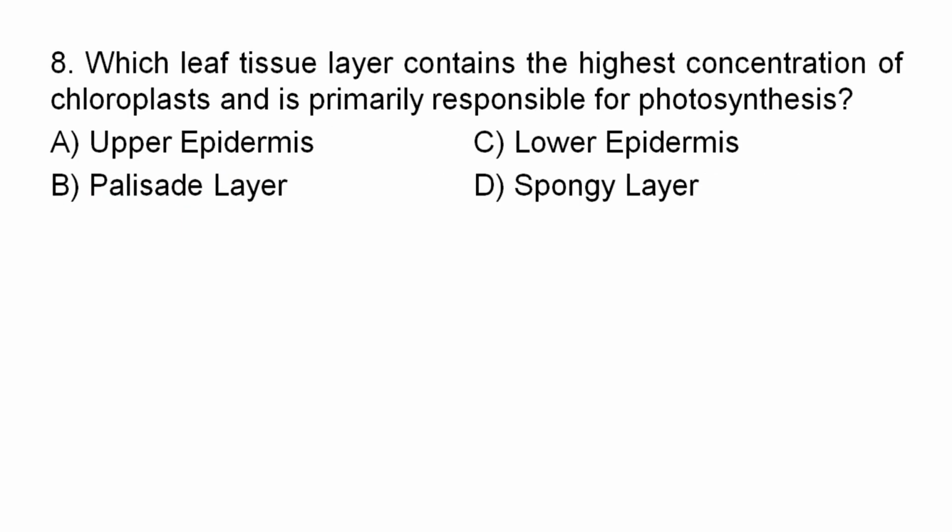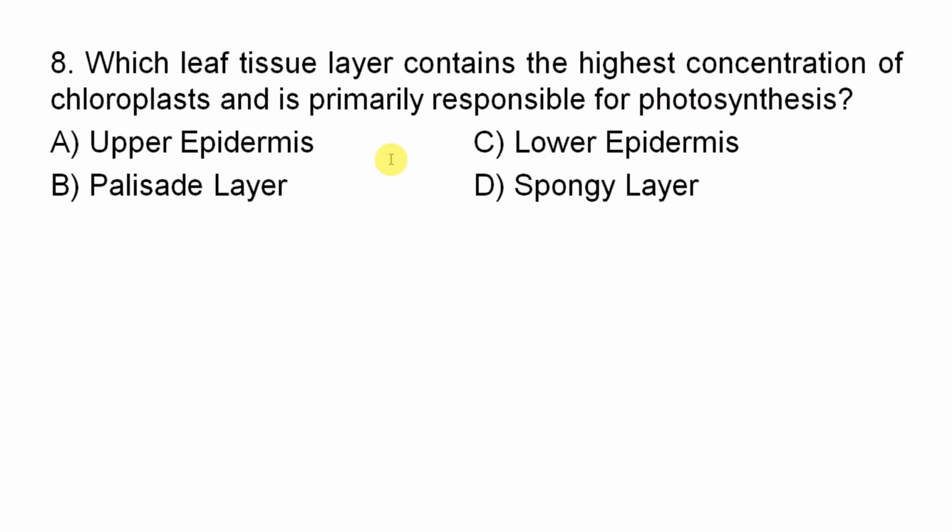Good. Question number 8. Which leaf tissue layer contains the highest concentration of chloroplast and is primarily responsible for photosynthesis? A, upper epidermis. B, palisade layer. C, lower epidermis. D, spongy layer. Which leaf tissue layer contains the highest concentration of chloroplast and is primarily responsible for photosynthesis?